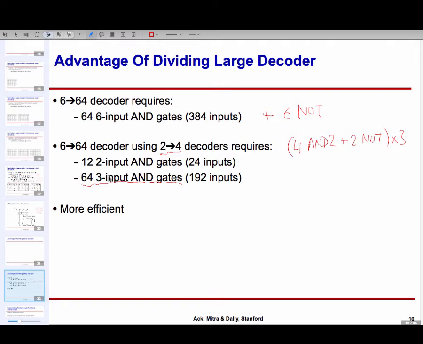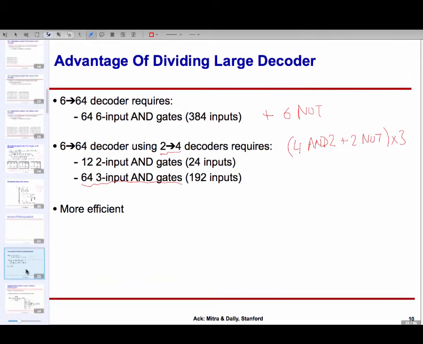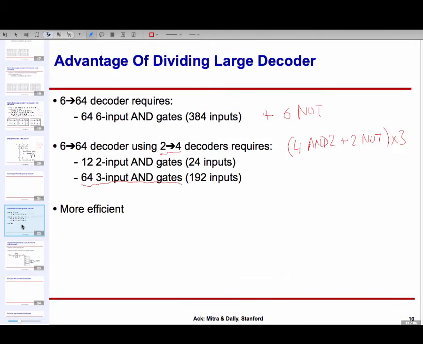It has to go through more AND gates, because first it has to go through the AND gates in the 2 to 4 decoder, and then it has to go through a second layer of AND gates. Whereas here, I just had to go through a single AND gate. Okay. So it loses out on the delay in this case. So let me just write it.